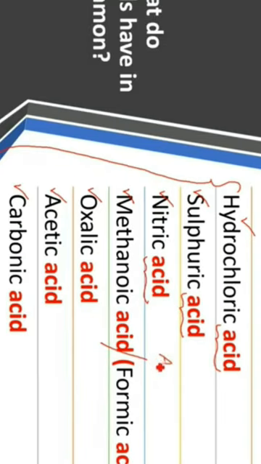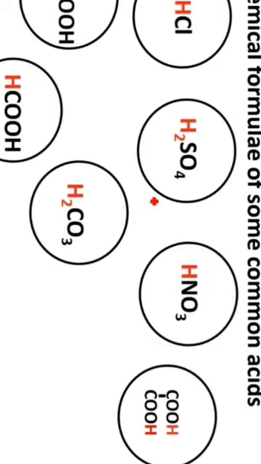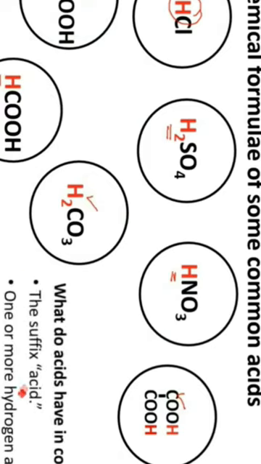If you take the chemical formulas of these common acids, HCl, H2SO4, HNO3, what is common in this? Hydrogen is common, and the suffix acid is common. It may be one hydrogen or it may be two or three. So what do acids have in common? We can say the suffix acid and one or more hydrogen atoms. See, HCl has one hydrogen atom, H2SO4 has two hydrogen atoms.